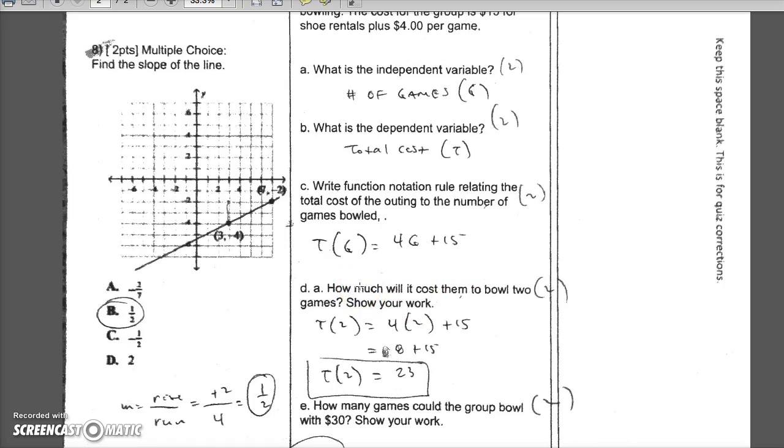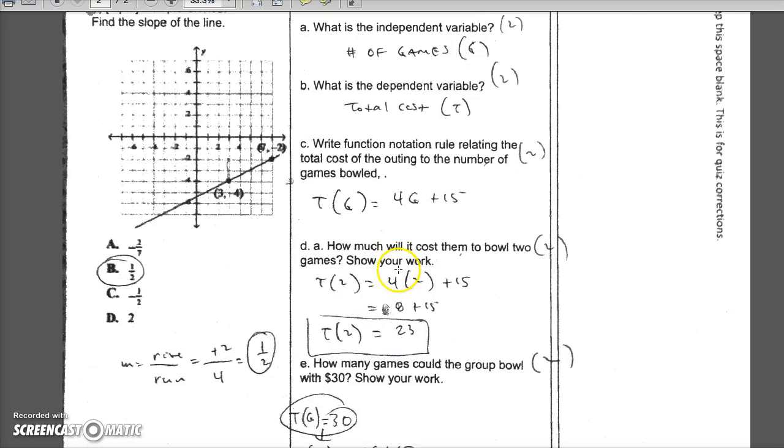How much will it cost them to bowl 2 games? Show your work. Now, a lot of students are probably just using arithmetic, but we encourage you guys to use algebra or this function notation. So this would read T of 2. This G represents the number of games. You guys play 2 games, so every time you see a G, you're going to replace it with 2. So you substitute G with 2. 4 times 2 is 8. 8 plus 15 is 23. 2 games will cost the group $23.